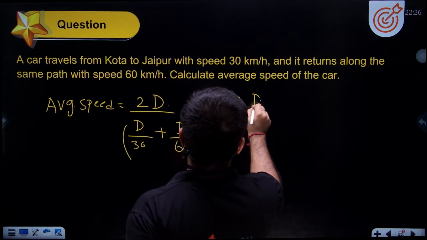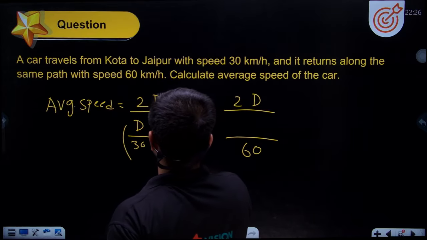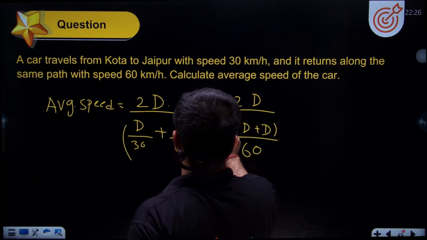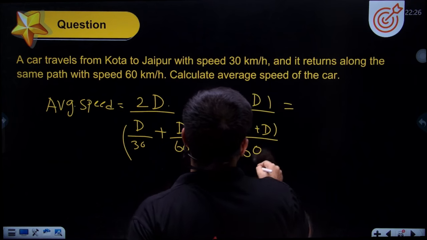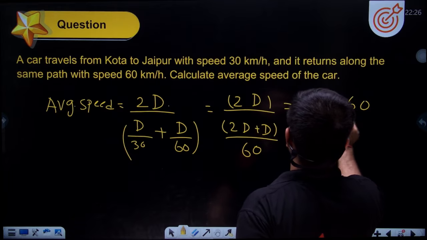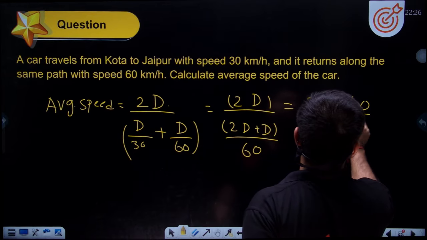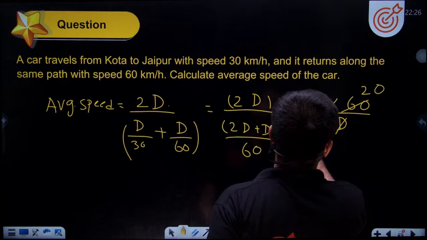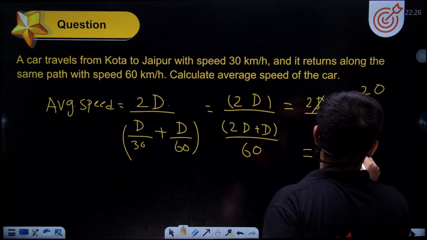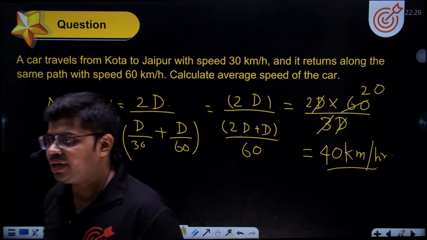So 2D divided by (D by 30 plus D by 60), right? So I'll have 2D into 60 by 3D, right? D D getting cancelled. So it is basically 40. So the average speed is going to be 40 kilometer per hour. This is the average speed that we will get.